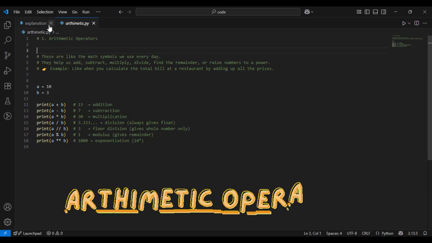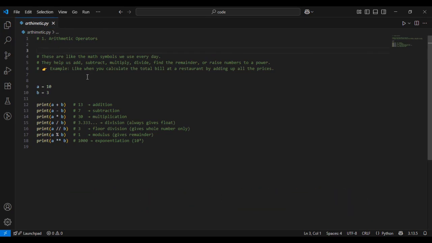So let's first of all look at the arithmetic operators. Arithmetic operators are like the math symbols we use every day. They are the addition, subtraction, multiplication, division operators, as well as operators to find the remainder, and also the power operator. Let's look at these two values. A is equal to 10 and B is equal to 3. If we print A plus B, we will get the answer 13.